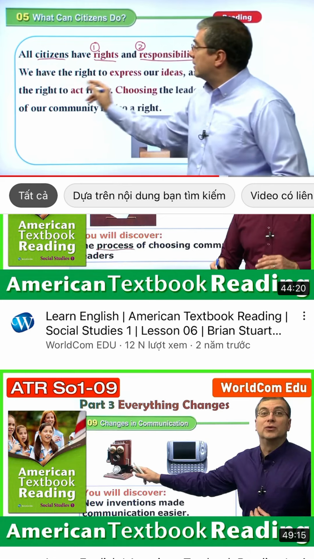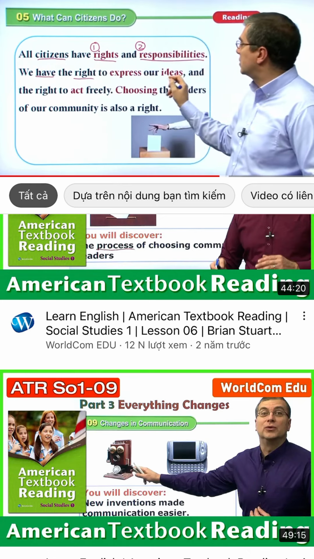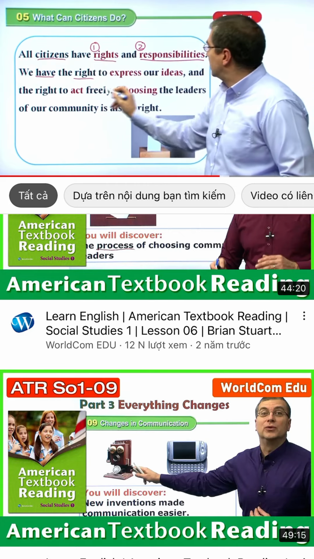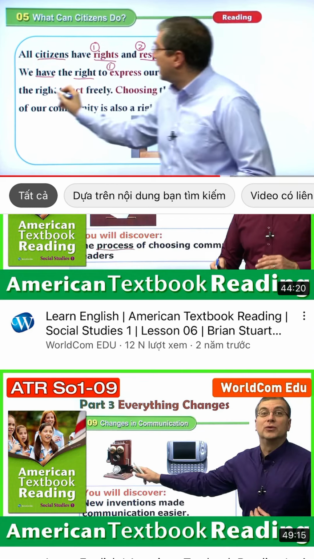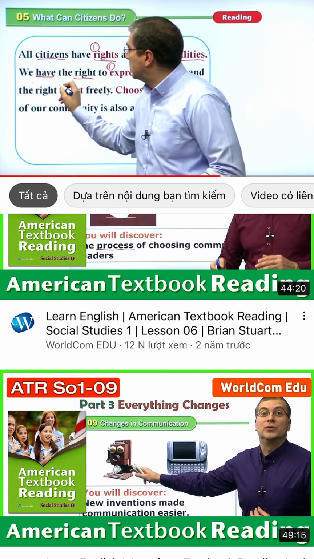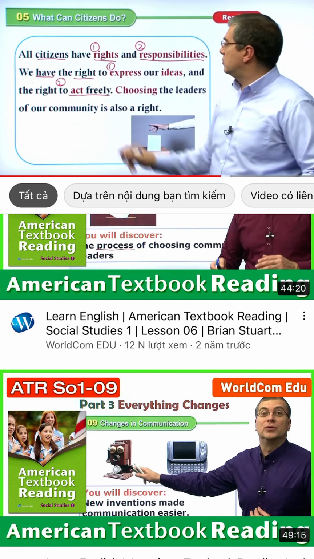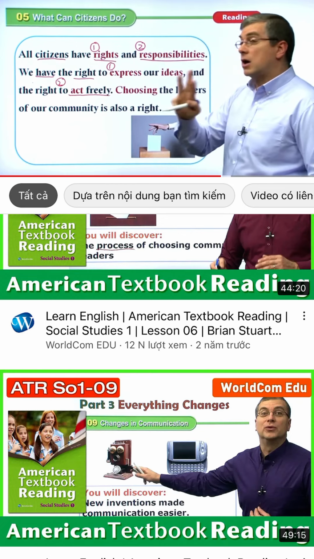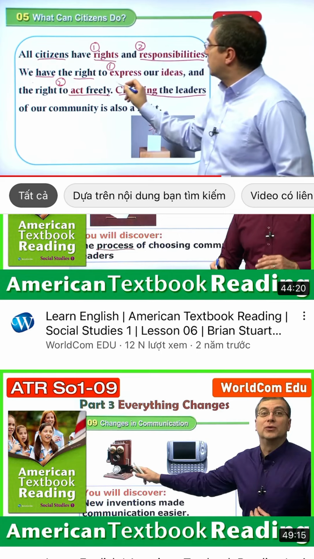We have the right. Remember, have the right. You have the right to express your ideas, the right to act freely. So we have the right to, one, express our ideas, and two, the right to act freely. Okay? So they're talking about two rights here. They also talk about a third one. Choosing the leaders is a third right.